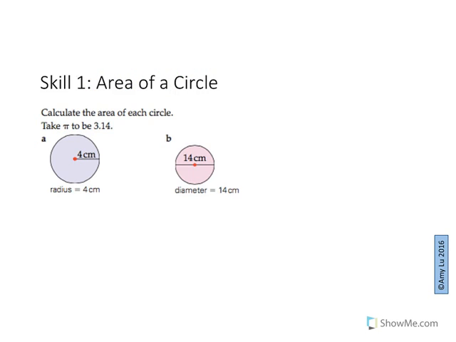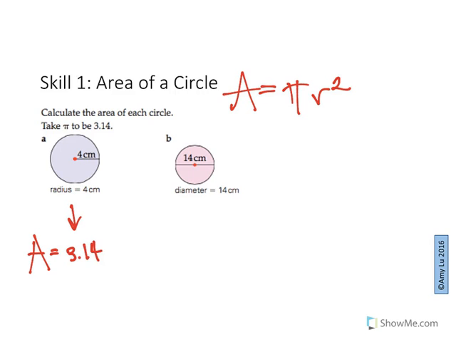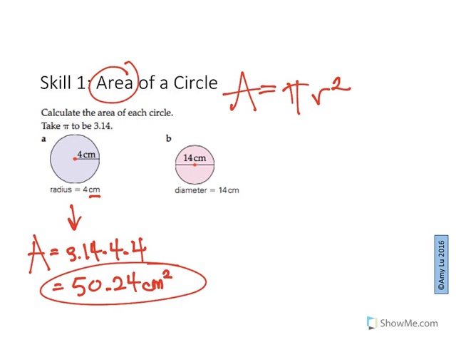Okay, so given that you know that the area of a circle is equal to pi r squared, in A, all we have to do to find the area is basically take 3.14 times 4 times 4. And if you do that, you should get 50.24. Now it's in units of centimeters, and it's area, so it's squared.